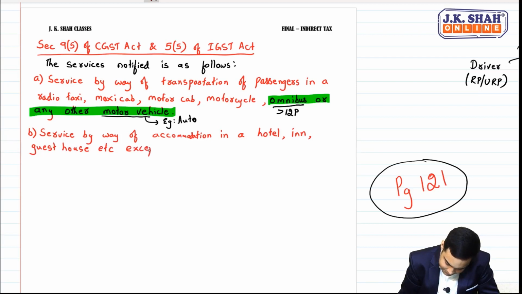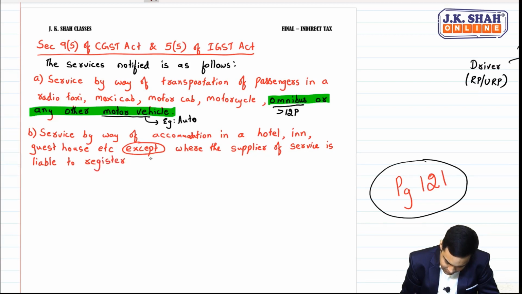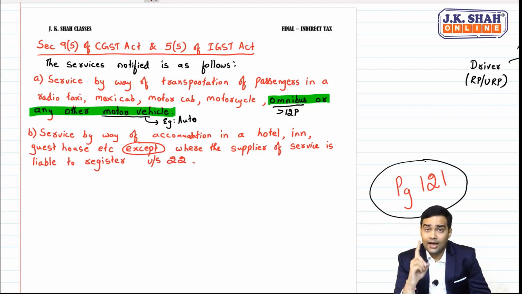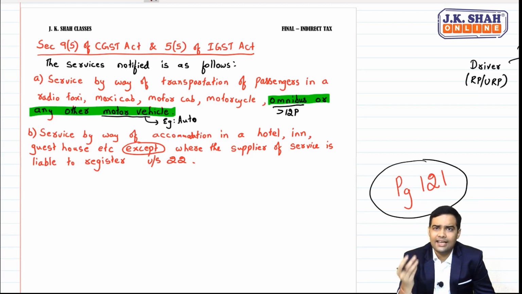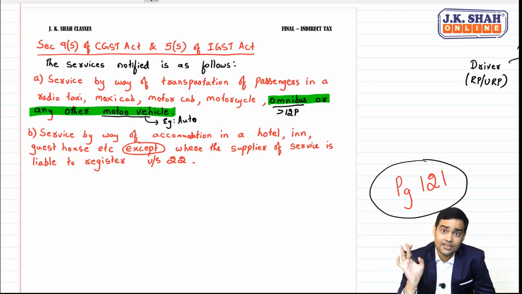Except, circle except, where the supplier of service is liable to register under section 22. Service by way of accommodation in a hotel, inn, guest house, etc., except where the supplier of service is liable to register under section 22.